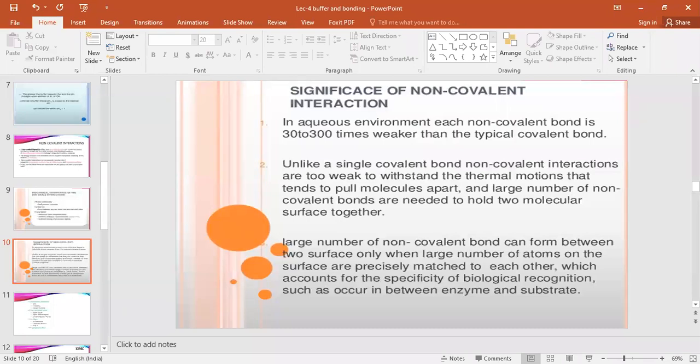When the substrate comes to the enzyme, it binds to the active site of the enzyme, right? How does it settle into that active site? It binds with the help of non-covalent interactions. Understood? This binding of the substrate to the enzyme at the active site is done by non-covalent interaction.